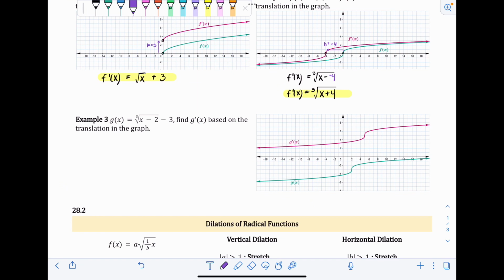For example 3, g of x is equal to the cubed root of x minus 2, minus 3. Find g prime of x based on the translations in the graph. It's important to note that for this function, we don't really start with the parent function, and that's okay. We have that minus 2 and minus 3 that are already in there, and we can just make modifications and changes to those numbers to get our new function g prime of x. So in order to figure out what translations are happening, same approach as before, where we focus in on a key point.